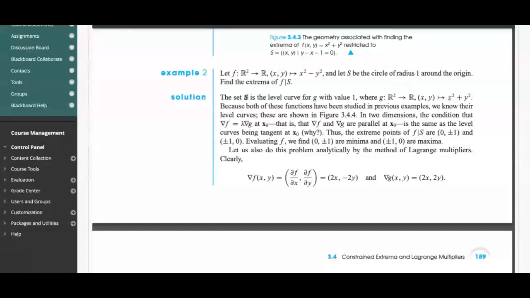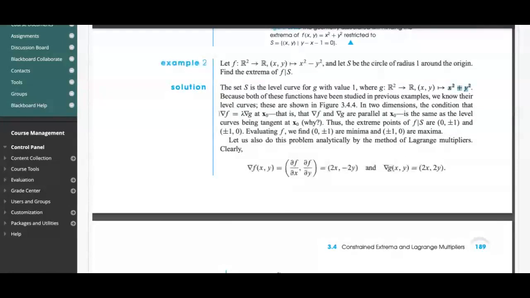So what is g? g can be defined as x squared plus y squared, because x squared plus y squared equals 1. It's a level set, so out of the level set, we manufacture a function g. You can define g as x squared plus y squared minus 1, or simply forget about the constant, because when we take a gradient of g, the constant becomes 0.